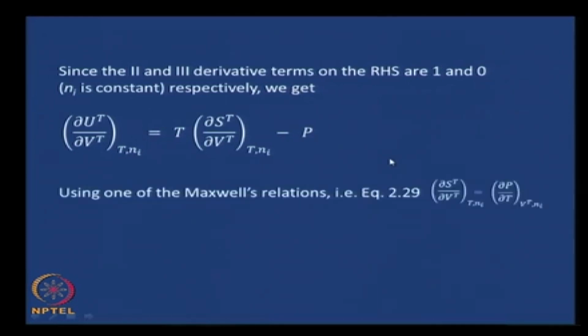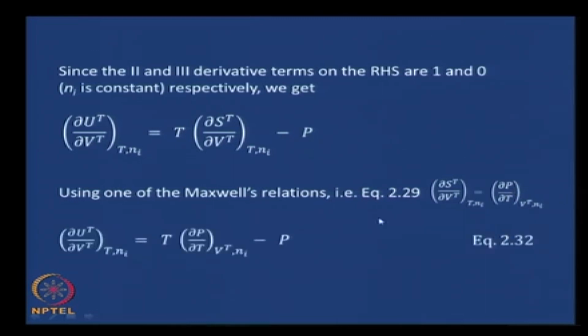Now, if we use one of the Maxwell's relations, which is equation 229 here, ∂St/∂Vt is a little difficult to measure, so let us try to write this in terms of easily measurable quantities. ∂St/∂Vt at constant T, Ni equals ∂P/∂T at constant Vt, Ni. In this case P, T are all easily measurable.